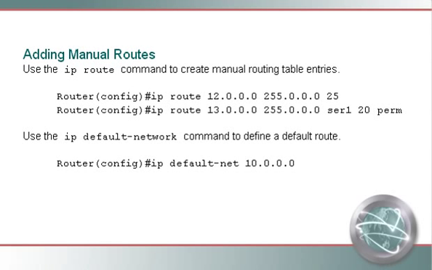To review, use the ip route command to configure static routes to specific networks. Use the ip default-network command to specify a default route that will receive packets with unfamiliar addresses.